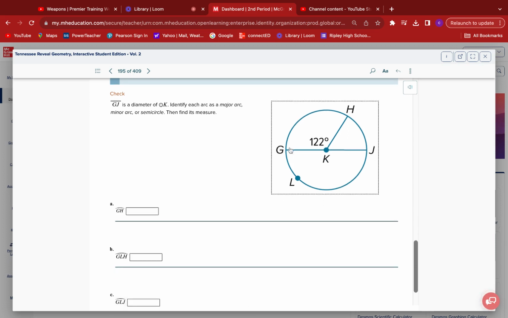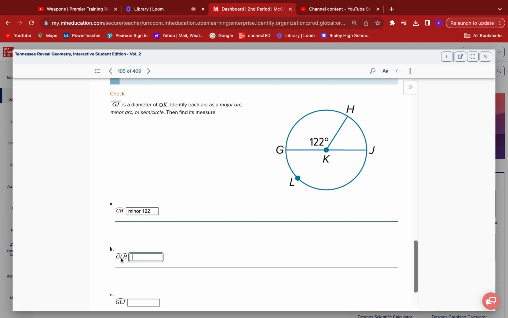Okay, GH. All right, G to H. I noticed they only use 2 letters, which means it's probably going to be minor, and it is. It's a minor arc, and it's 122.